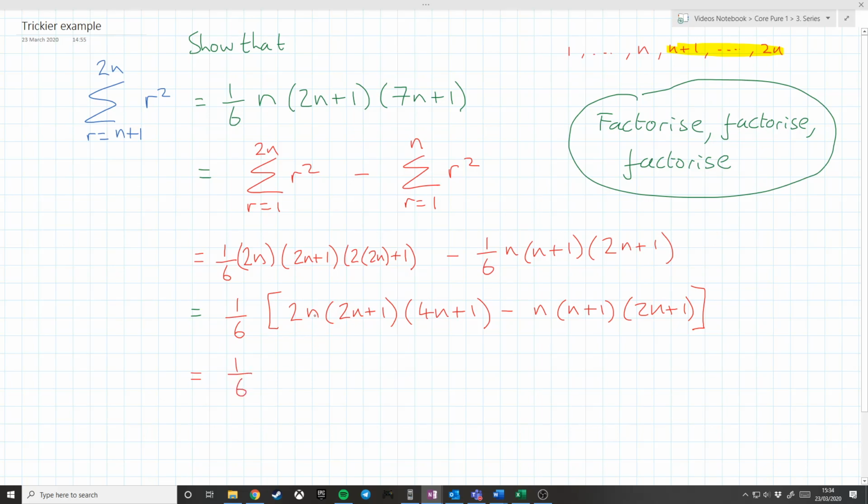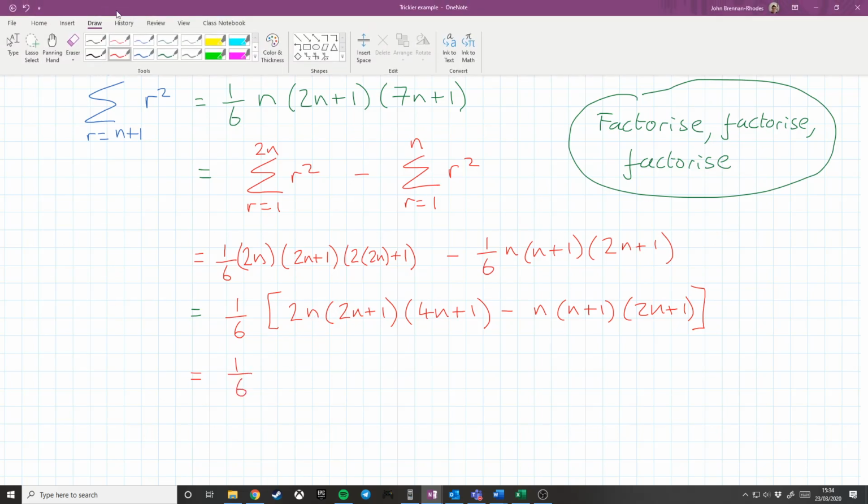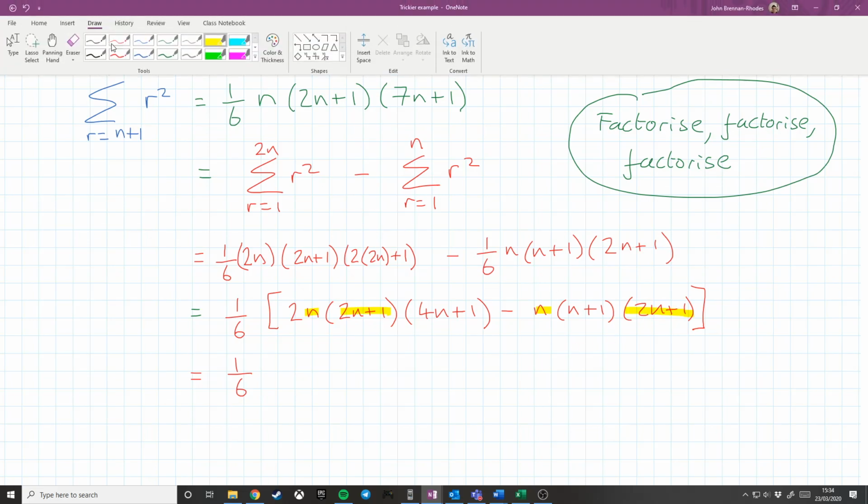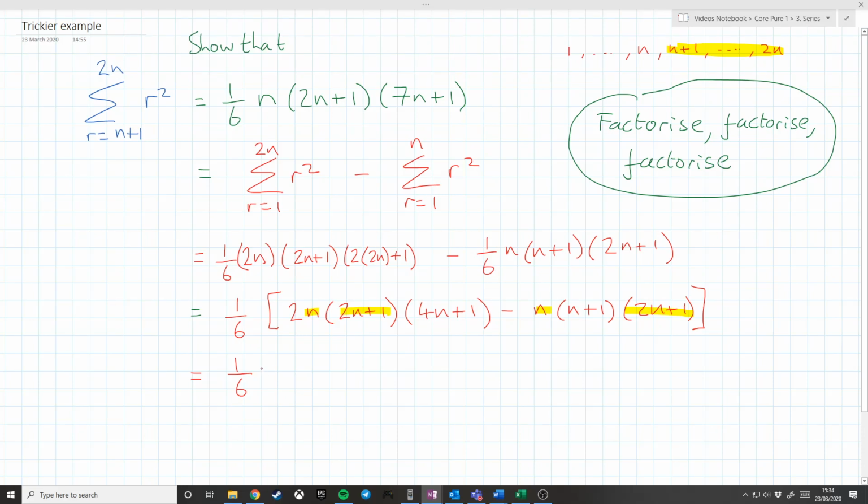So now I can see that I can factorize out common terms. The common terms I can factorize out here is I can factorize out this n from here and here. And I can also factorize out 2n plus 1 from here and here. So I can bring them right out the front. So I have got n, 2n plus 1. That's good because I can see that in my final answer. And then left in the square bracket, I have got 2 times 4n plus 1 minus n plus 1.